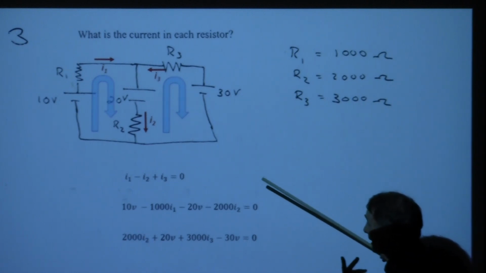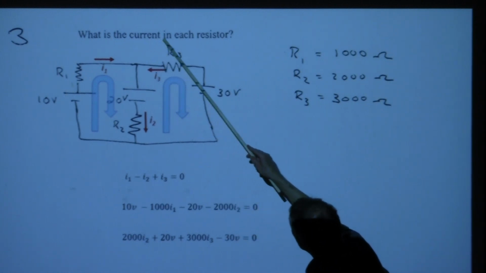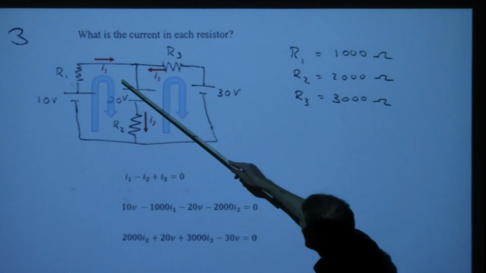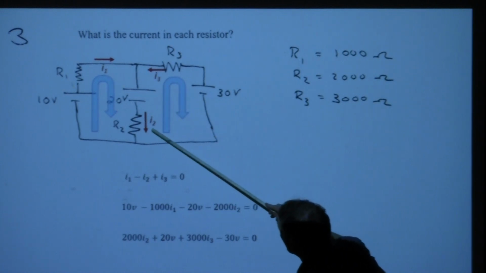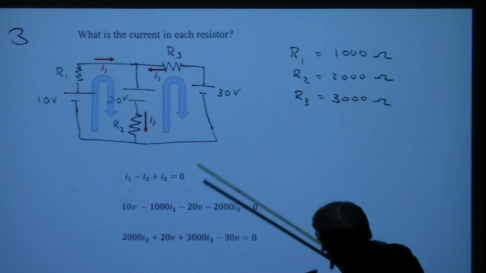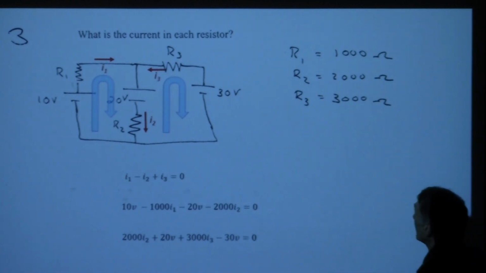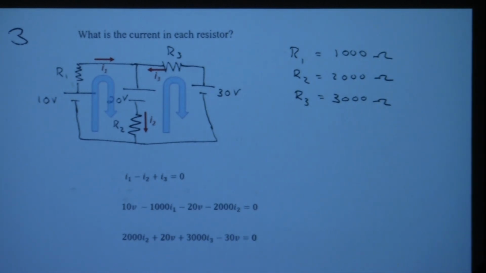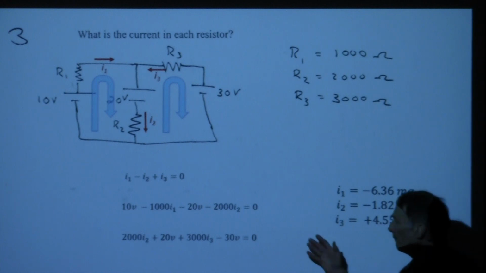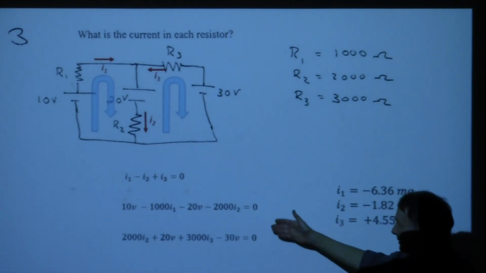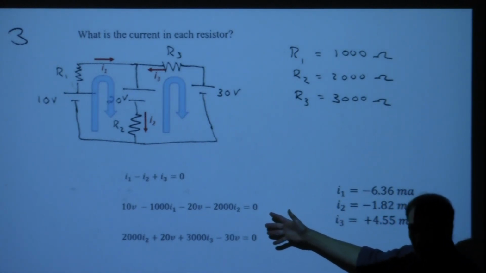Then it's a question. I've got really 3 unknowns. I want to get those currents. What is the current in each resistor? As long as I know what these currents are, I can answer that question. I need to simultaneously solve these. And here's my answer. Okay. Now what you should do is, hopefully you can handle simultaneous linear equations on your calculator.